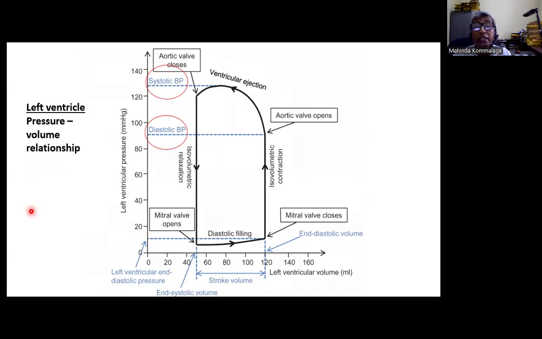Right. Related to left ventricle. Forget about the atria. So related to left ventricle. Just to refresh your knowledge about the left ventricle, I will use this diagram again.